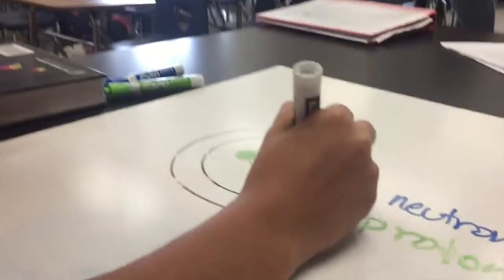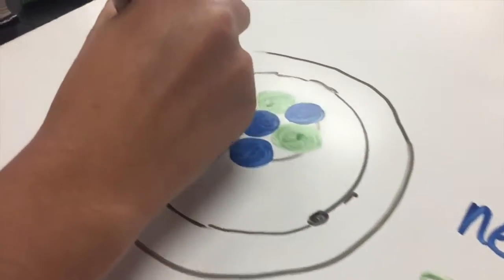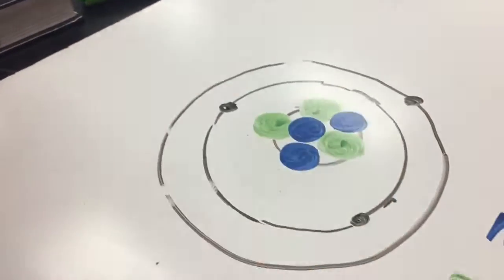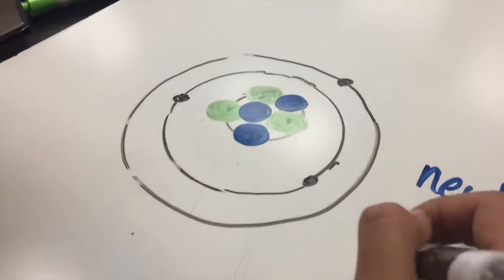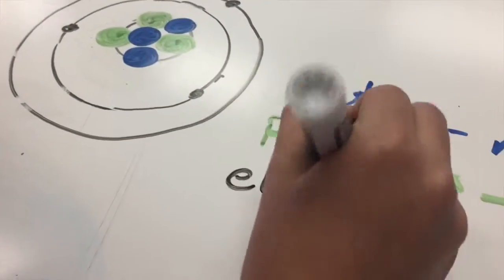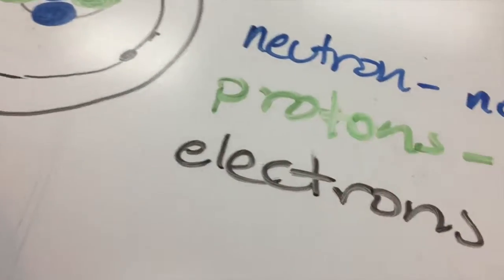Looking back at this atom, this is gonna have 1, 2, 3 electrons because typically atoms have the same amount of electrons as they do protons. Now the black ones are gonna represent the electrons. And remember, children, electrons always have a negative charge.